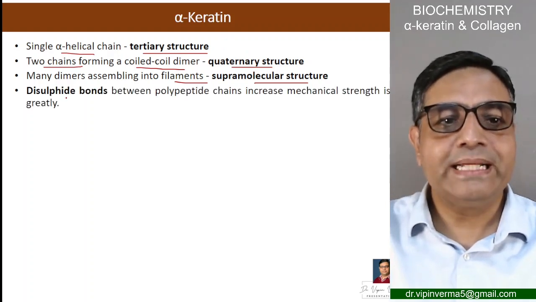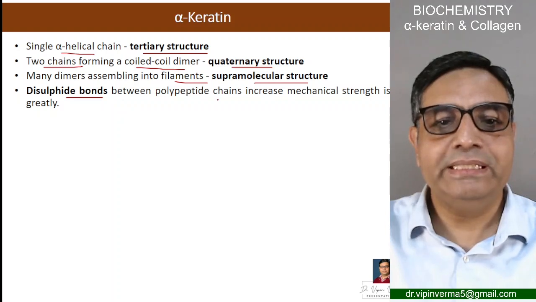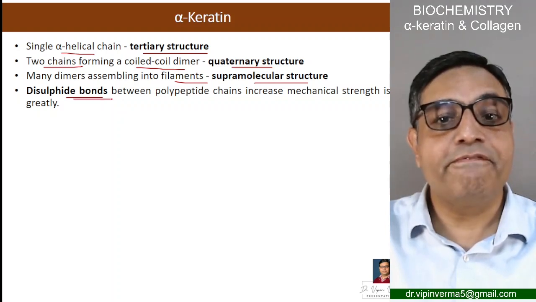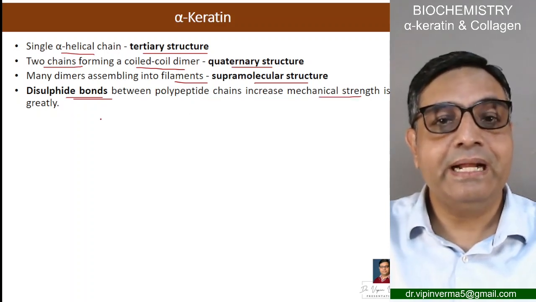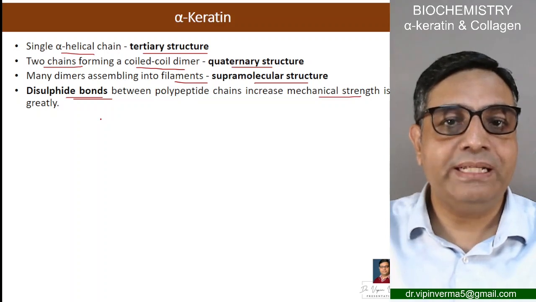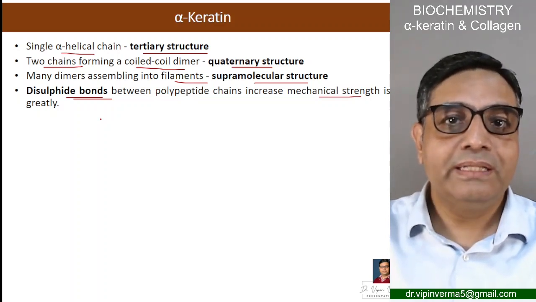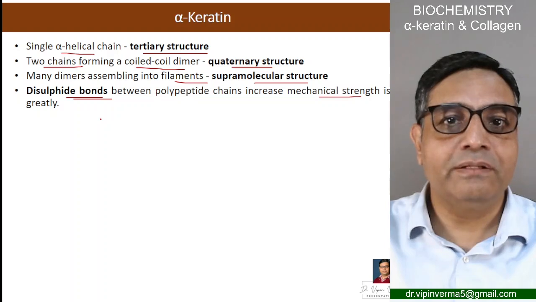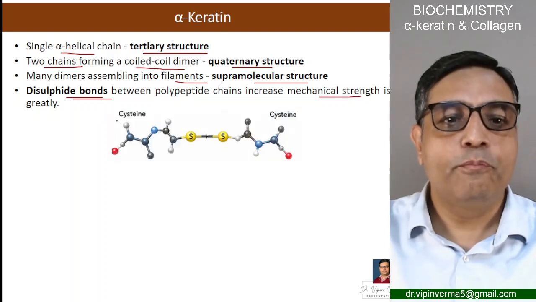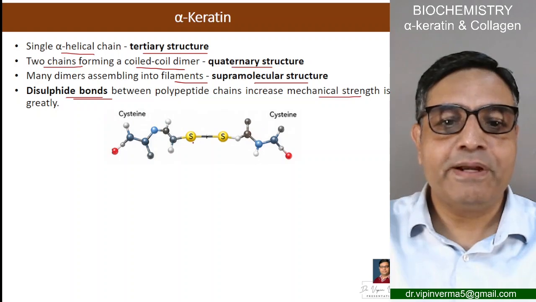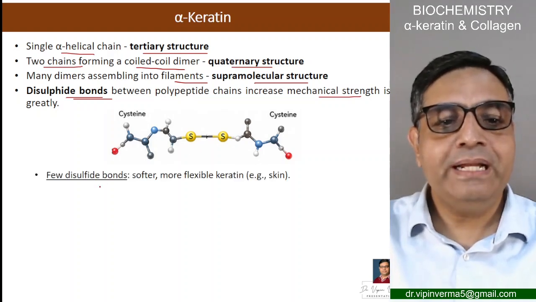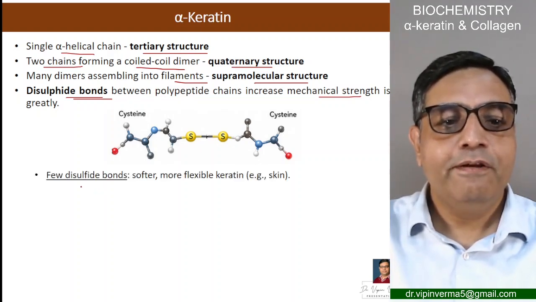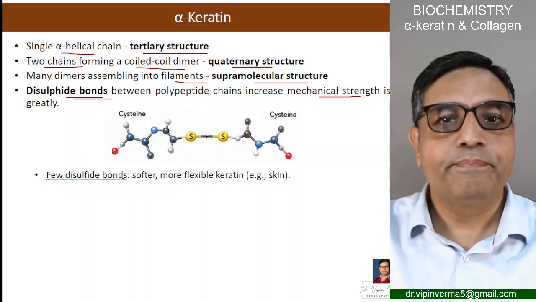Now there are so many disulfide bonds between the polypeptide chains, and these disulfide bonds are very important because they increase the mechanical strength greatly, and they also control the hardness or the softness of the protein. So you can see here, disulfide bonds are formed when two cysteine molecules come together and make a bond here.